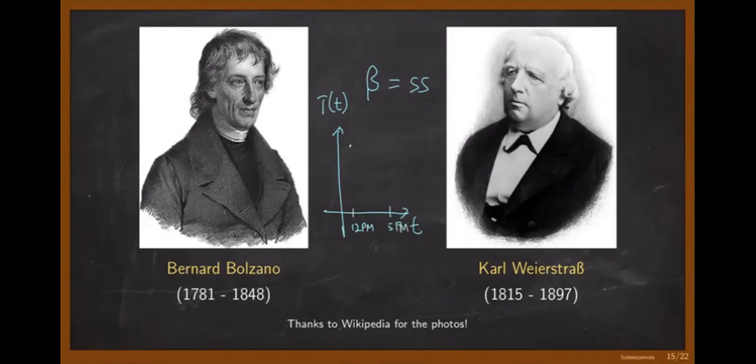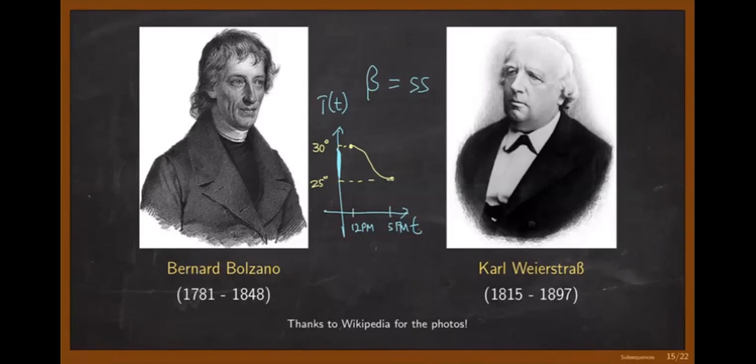Siyempre mainit ng 12 p.m. No? Tapos as time goes on, at 5 p.m. medyo lalamig ng konti. So, kunwari ito 30 degrees Celsius. So, kunwari ito 25 degrees Celsius. According to the intermediate value theorem, at some time between 12 p.m. and 5 p.m., nangyari yung 27 degrees. Nangyari yung 27.39 degrees. Nangyari yung 29.32 degrees kasi yung mga values na yun are intermediate between 25 and 30.